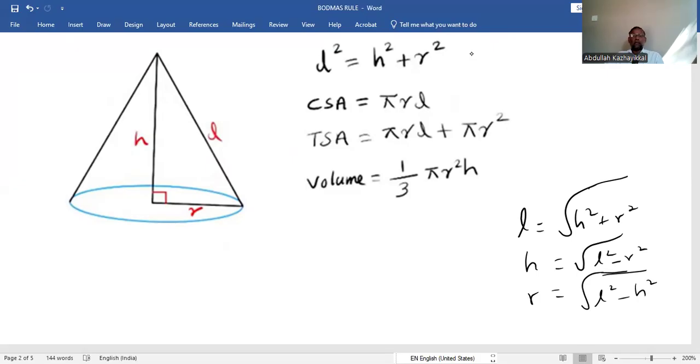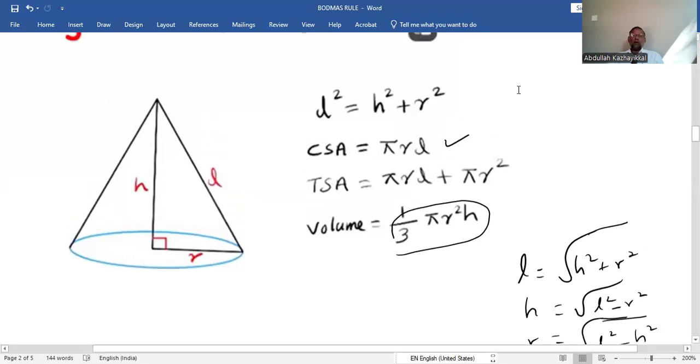Now, as he has said, for a cone, it is pi r into L. Here, you have to study this one. Pi r L. Remember, 2 pi r h was the CSA of a cylinder. But here, 2 pi r, no, because one circle only. Pi r L, instead of H, L. Remember like this. After that, TSA is equal to pi r L plus pi r square. Pi r you can take outside, then you can manipulate.